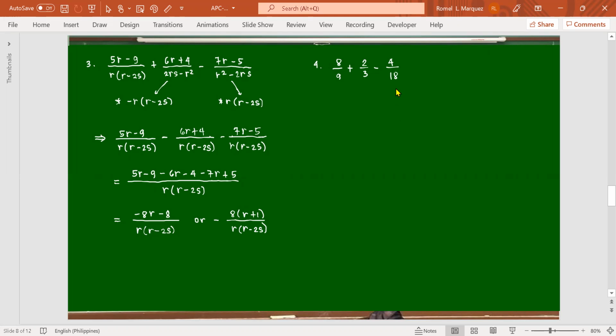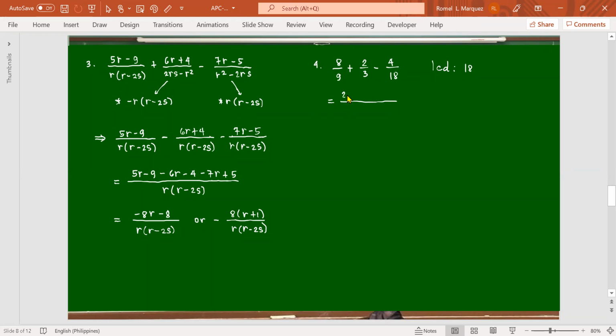Children, what do you think? What is the LCD? Is it 18? 18, yes po, sir. So I'm going to divide this 18 by 9. 18 divided by 9, 2 times 8.